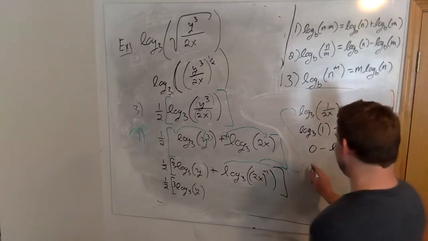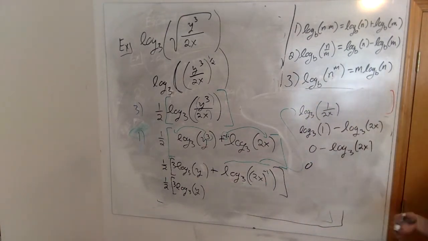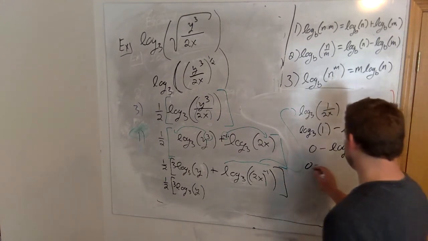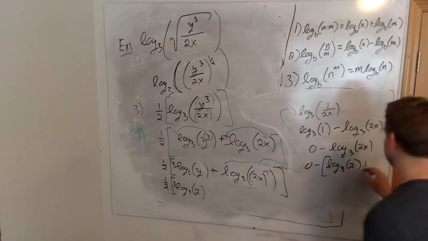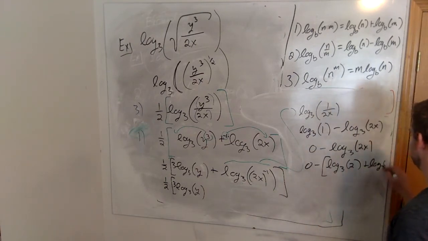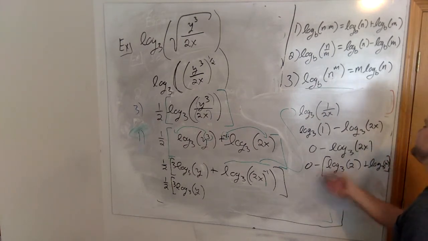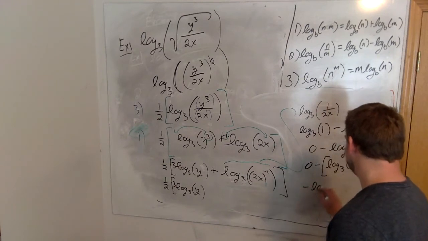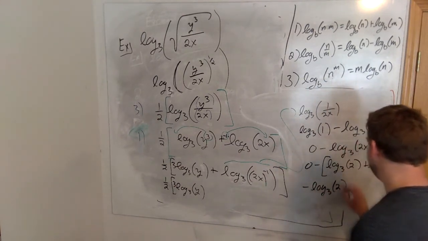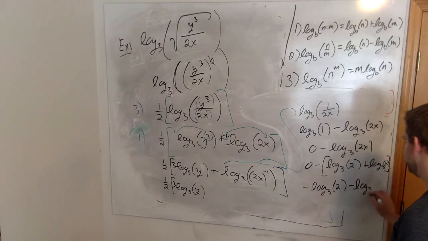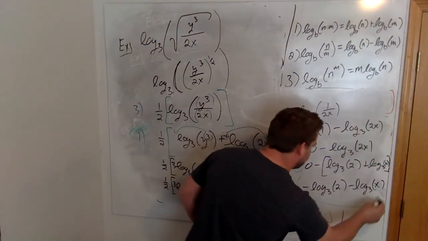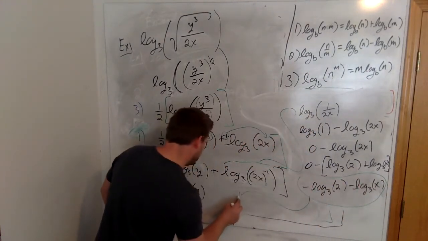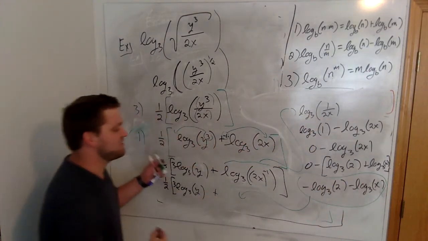Well, I guess maybe we're going a roundabout way. We're just playing around. Minus log base 3 of 2 plus log base 3 of x, and then distribute the minus sign. Minus log base 3 of 2 minus log base 3 of x, and you could take this piece right here, put it back right here, and you'd be getting the same exact answer we had before.